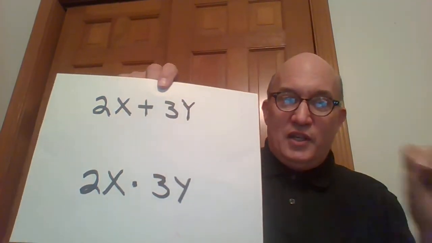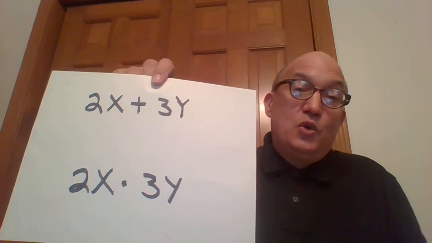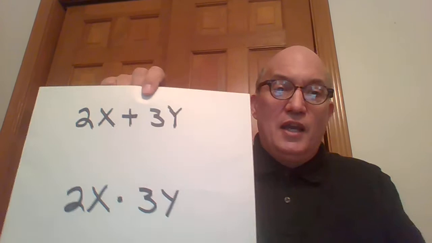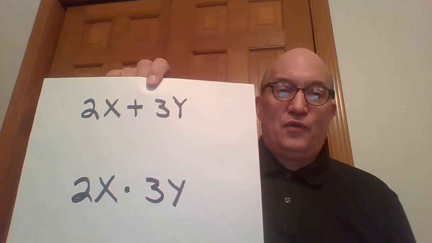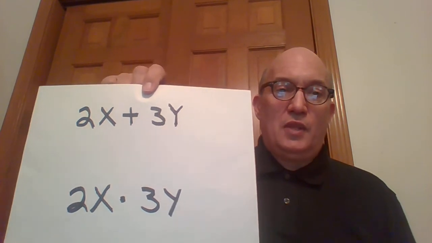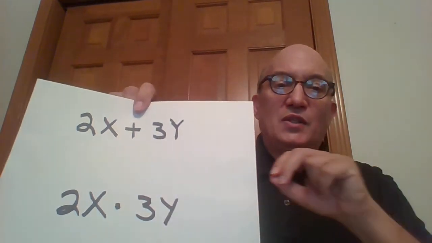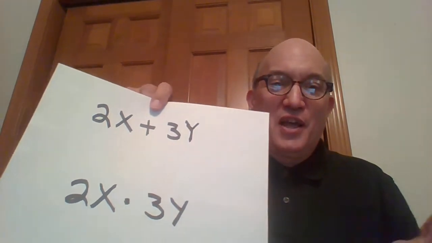But in a similar way, when we have two different letters, we have to assume that they're different numbers. Now, they could possibly be the same number, but we can't assume that. The x and the y here are different numbers. So what I want you to see with the first one is there is nothing we can do to that. It cannot be simplified. 2x plus 3y is not 5xy. It's not anything else other than what it is.